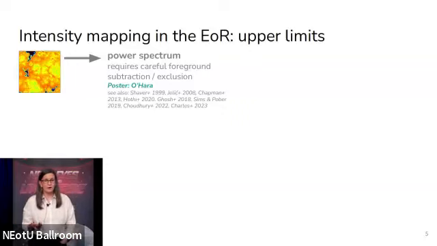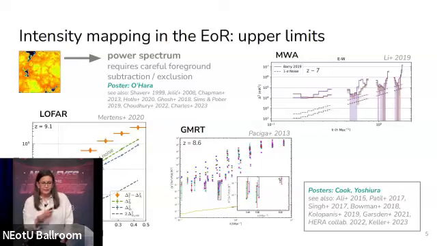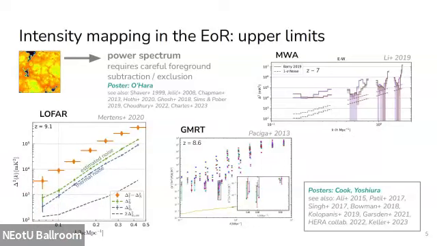There's been a lot of work done on trying to remove foregrounds from the EOR signal. But people have started to publish upper limits. So here we see upper limits from LOFAR, GMRT, and MWA, so SKA Pathfinders or precursors. The redshifts are listed in the upper left-hand corner of each plot. So LOFAR at redshift 9, GMRT about 8.6, and MWA around 7. There's also a couple posters on this.